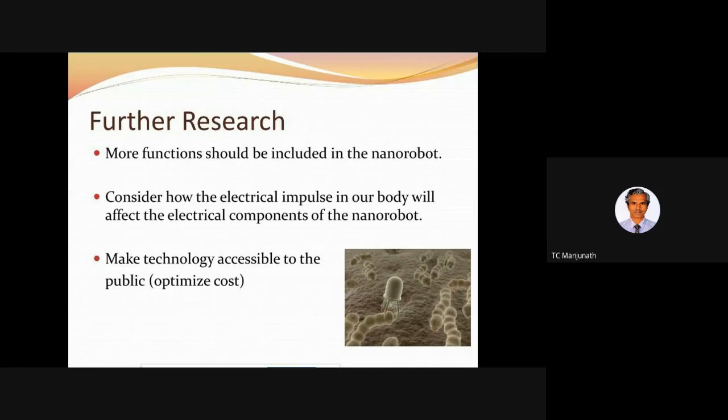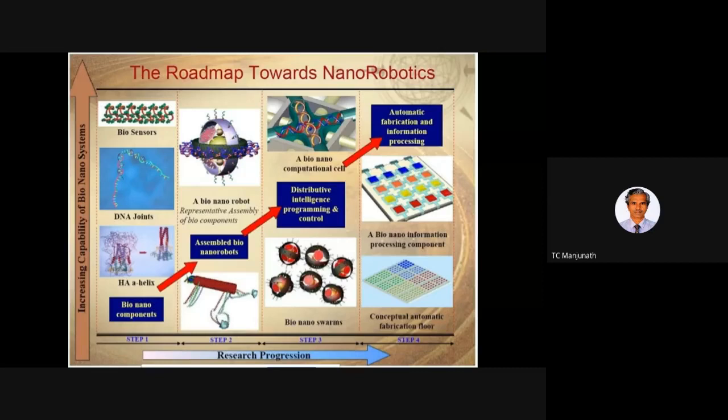Make technology accessible to the public at a limited cost. That's how the vaccine was found for the corona vaccine, similar to this. These are the research areas you can take up in this nano field. And the roadmap I'm putting towards nano robotics, you can go for biosensors. The field is very huge. You have to take up a specific part, a specific topic, and do the research.